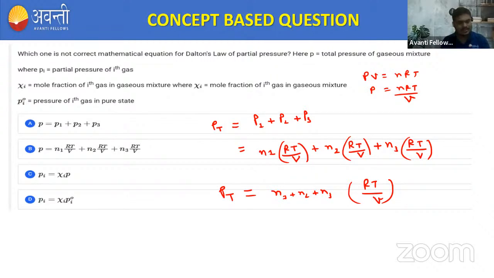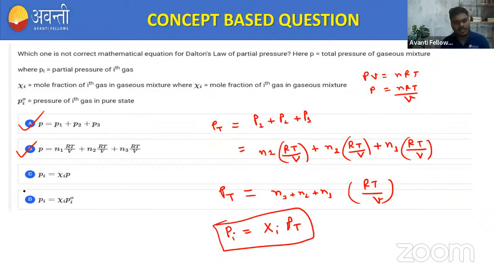So we can say that this one is the correct definition. Yes, this is also the correct definition, and this is very important: the partial pressure is equal to mole fraction into total pressure. So this statement is also true. So which is not true, beta? This one, that is option number D, that is Pi is equal to xi into Pi not.